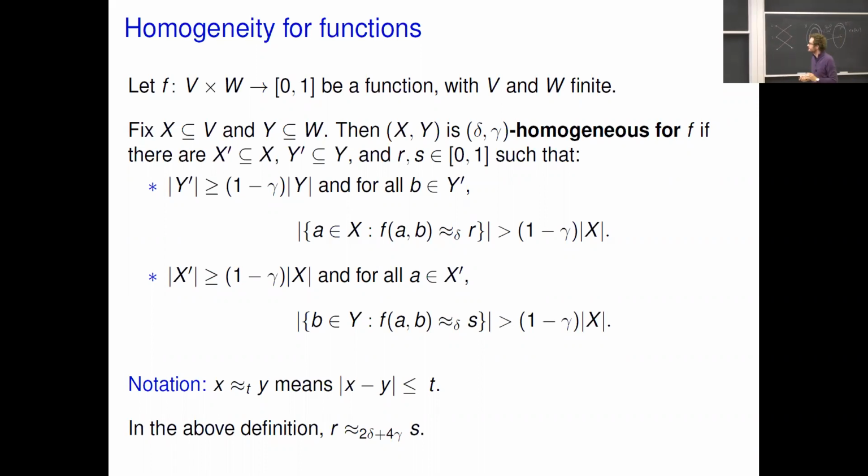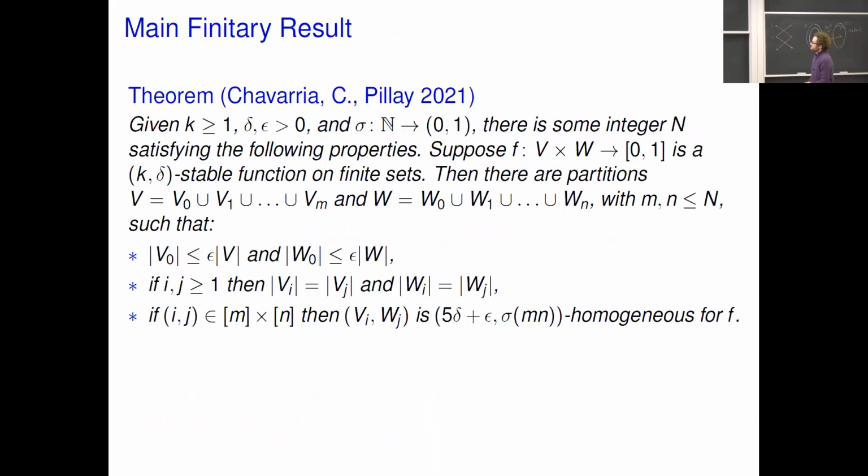Okay, so let me state the theorem then. So this is a theorem. Given an integer k, two real numbers delta and epsilon, and then a function sigma from the natural numbers to 0, 1. So this is my data given. I can find some bound N depending only on those parameters so that the following structure theorem for stable functions happens. So what does it say?